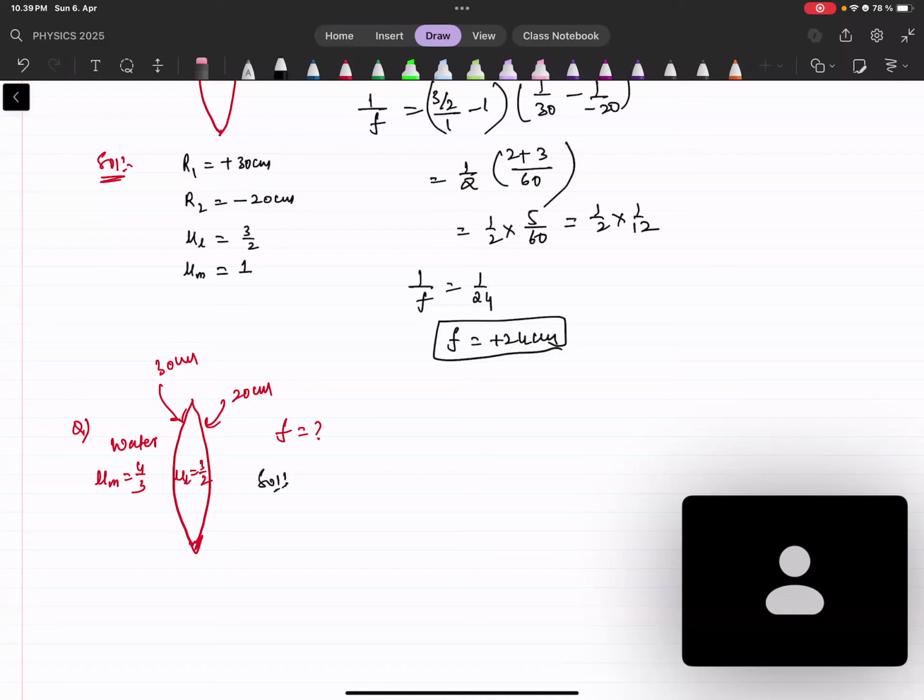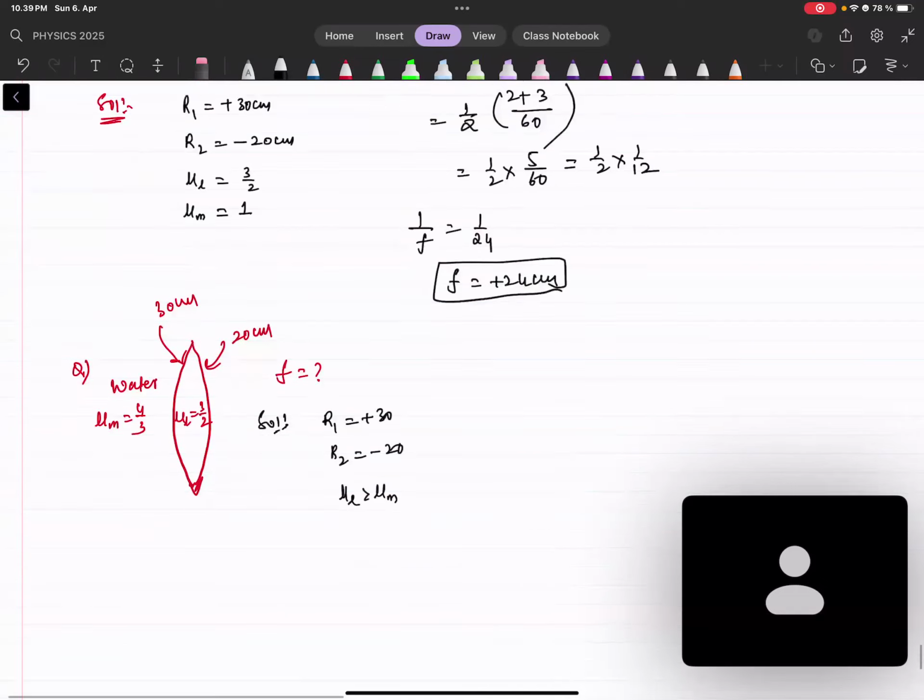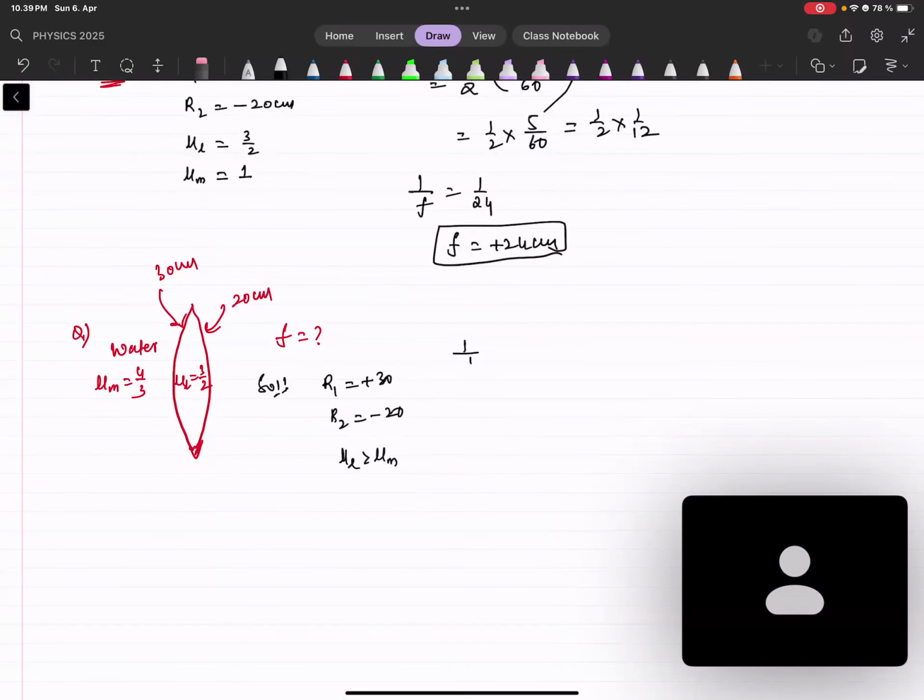Tell me the radius of curvature. R1 is equal to plus 30. R2 is equal to minus 20. See, the refractive index of the lens is greater than the refractive index of the medium, isn't it? So 1 by focal length will be equal to 3 by 2 divided by 4 by 3 minus 1, into 1 by 30 minus 1 by minus 20.